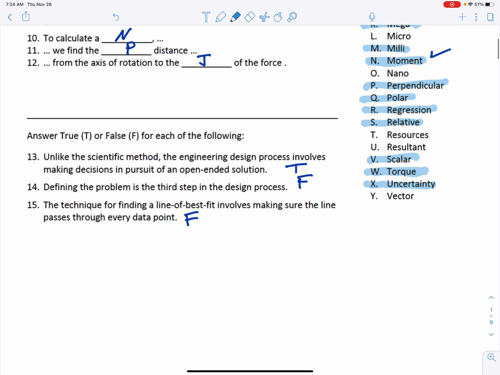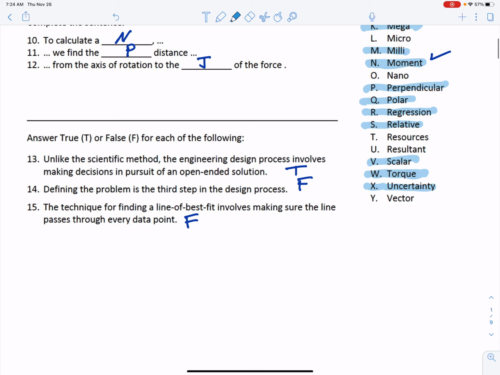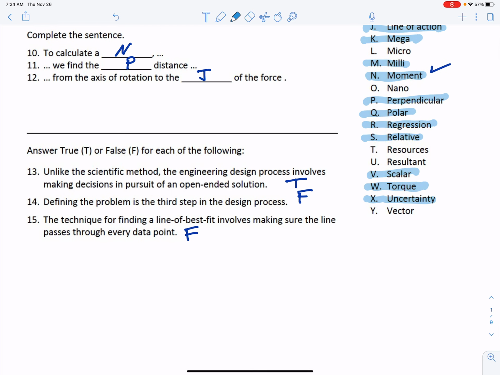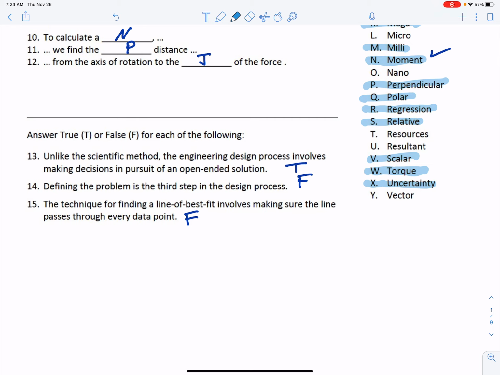All right, next we get to some true-false. Unlike the scientific method, the engineering design process involves making decisions in pursuit of an open-ended solution. That is true. Okay, defining the problem is the 3rd step in the design process. Okay, so the implication here is this comes from the Oakes and Leon reading for design. All right, so if you see a problem like that, refer to your notes about that, and you can just look up the order of steps that were described there, and you can find that that's false.